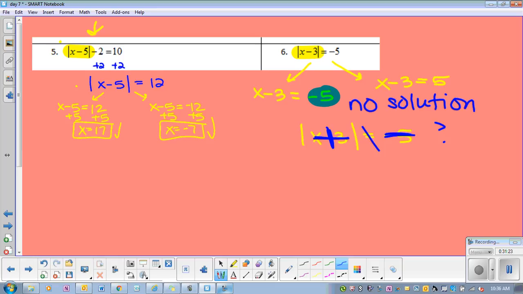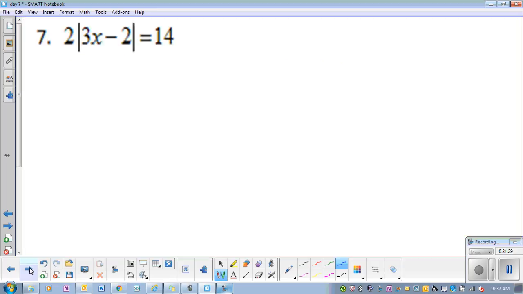Questions about number 6? Ethan, did you get number 6? Good. All right, let's look at number 7. So number 7, still the same thing. I want to get the absolute value, that guy, all by itself. Right now, though, I have this 2 that's multiplying in the front. How do I get rid of that 2? How do I move it?